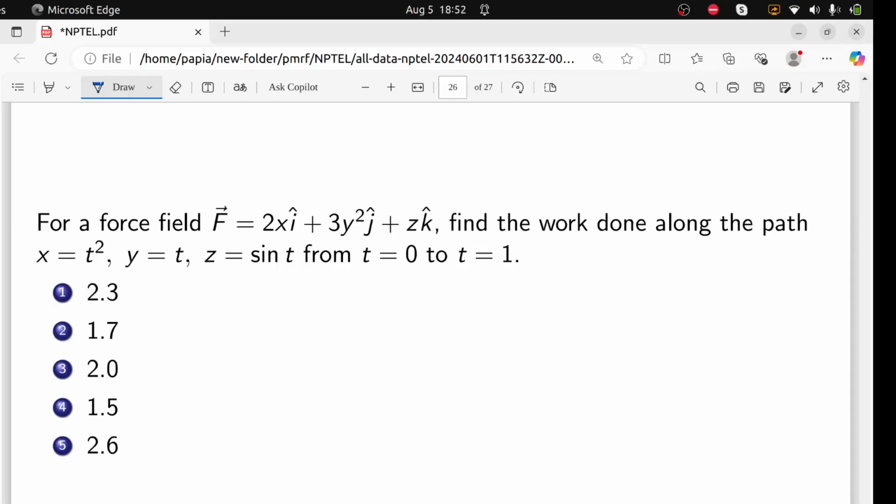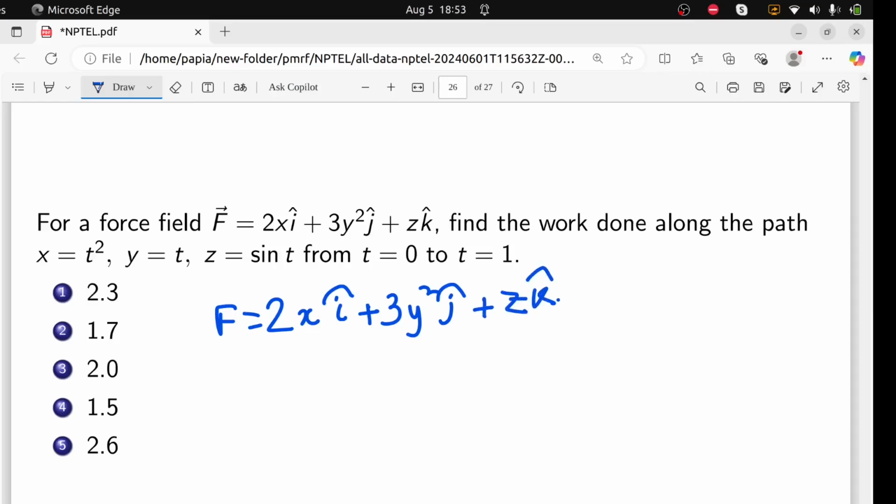For a force field, if F is 2x i cap plus 3y square j cap plus z k cap, find the work done along the path x equals t square, y equals t, z equals sin t from t equals 0 to t equals 1. Okay. So first of all, I am just writing here F as 2x i cap plus 3y square j cap plus z k cap. And what is the expression for x, y, z? x equals t square, y equals t, z equals sin t.